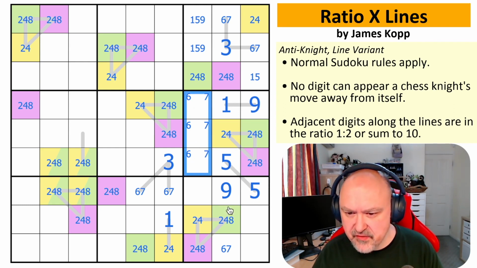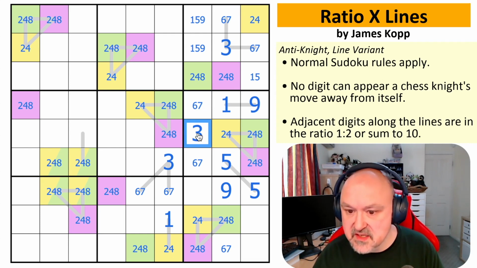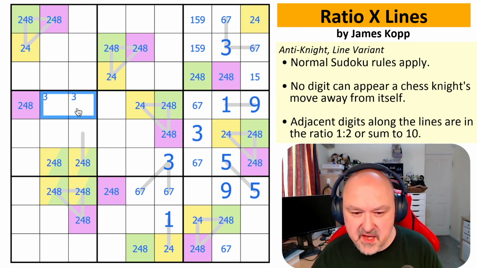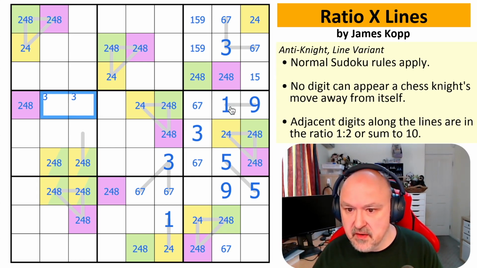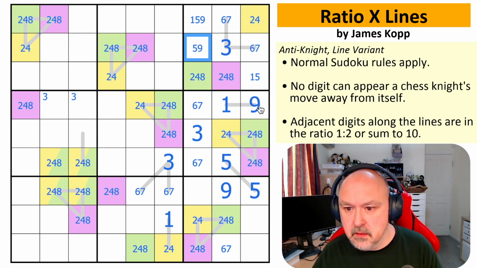So this is now a triple. 3, 6, 7. That's not a 3. And by knight's move, that's not a 3. This is the 3, which puts a 3 up here. Knight's move. I've got to keep remembering knight's move. So that's not a 1. In fact, that 5 looks up. That is a 1. This is a 5, 9 pair.